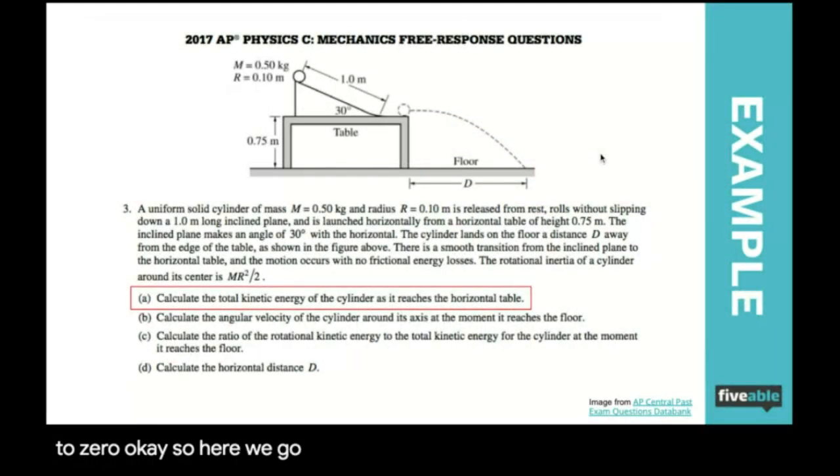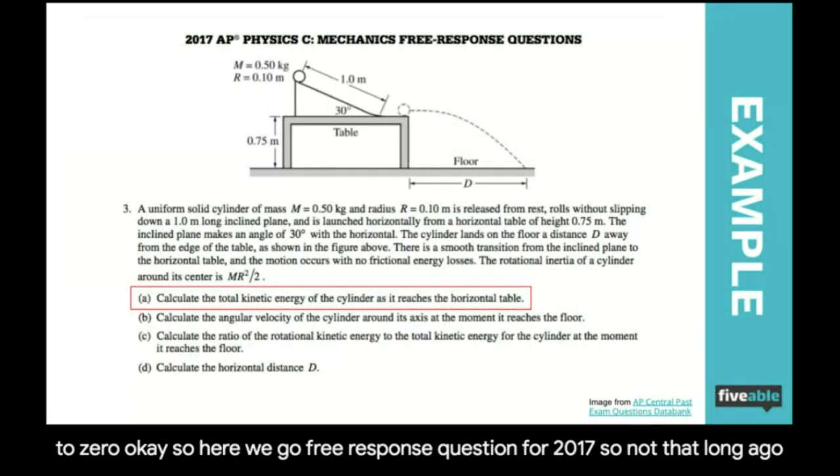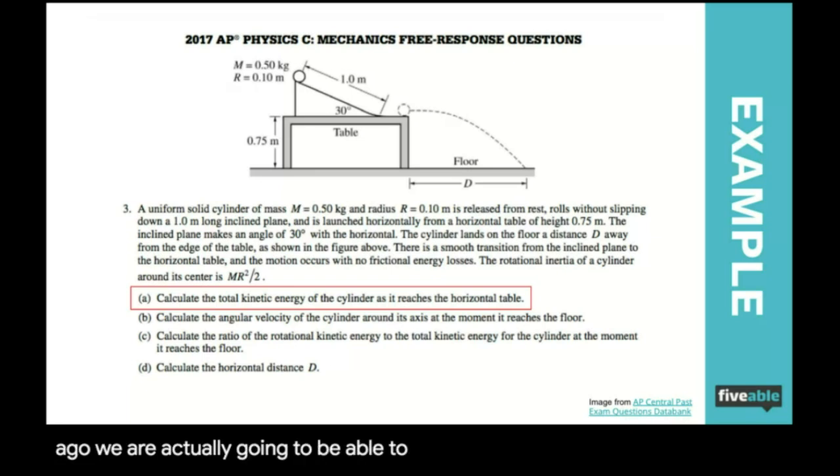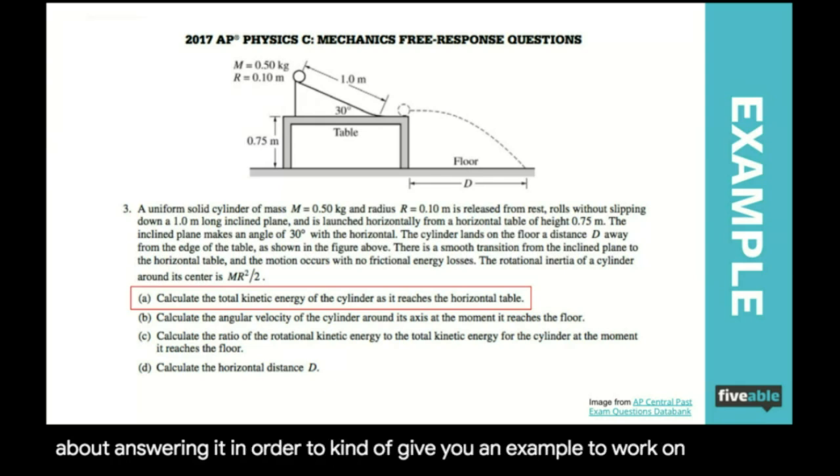Okay, so here we go. Free response question from 2017, so not that long ago. We are actually going to be able to do all 4 parts of this, actually it might even be 5, in the next few minutes. We're not going to work through all of it because we definitely don't have time, but I do want to ask you a little bit about how you would approach it, and then I'll talk through how I would go about answering it to give you an example to work off of.